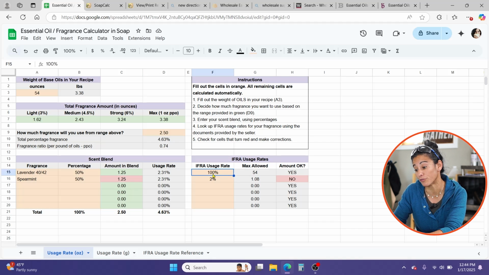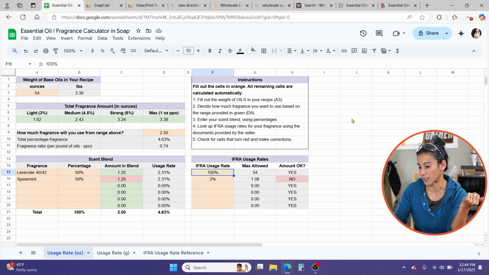The next part you have to fill out is the IFRA usage rate. Now, there are places that you can go to look up usage rates. Like, for example, EOCalc is a website that a lot of people use that was developed by Kenna at Modern Soap Making. And it is a fantastic place to go to get an idea for essential oil blends, for one thing. There's a ton of great blends on there, but also usage rates. However, if you want to know the usage rate of your exact essential oil, which is what I want to know, there are places to go look for it.